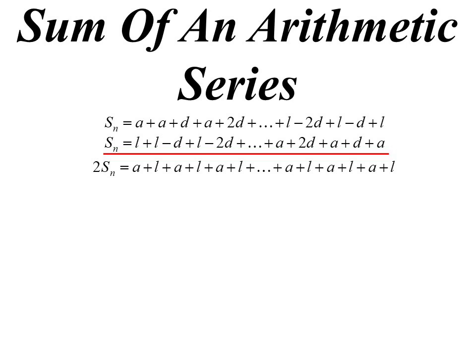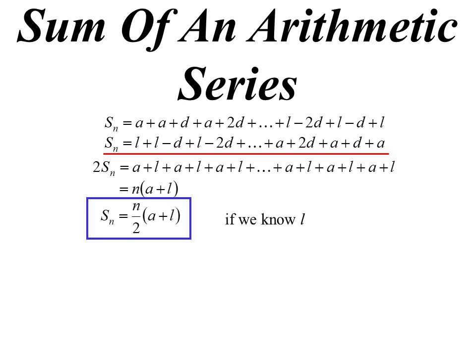How many of them do we have? Well, there were n terms. So I've got n lots of a plus l. But remember, this is a simultaneous equation, so I've got 2 lots of sum to n. Divide both sides by 2, we get a formula: n on 2, a plus l, which is great if we know the last term.